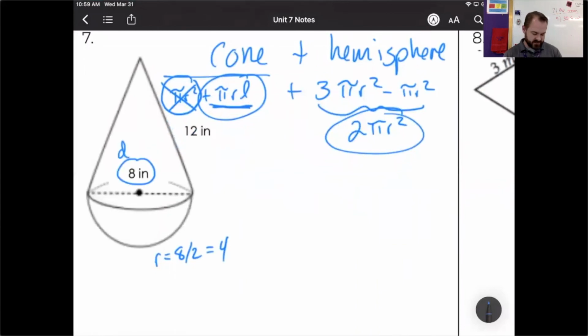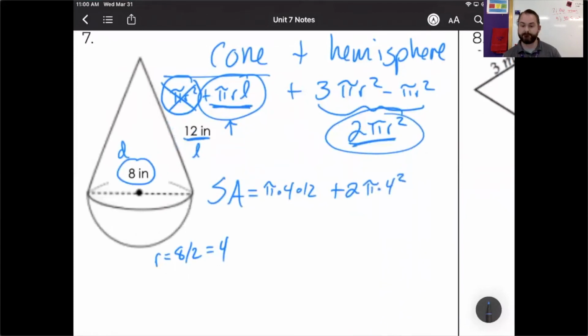So my total surface area is going to be pi times that radius of 4, and then 12 is your slant height L, plus 2 pi r squared for the bottom portion of the hemisphere: 2 pi times radius of 4 squared.